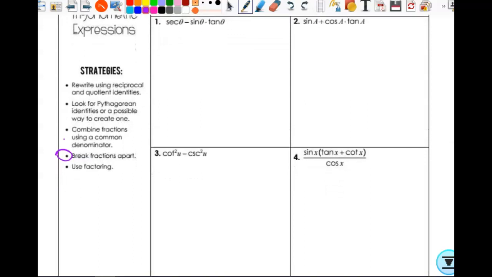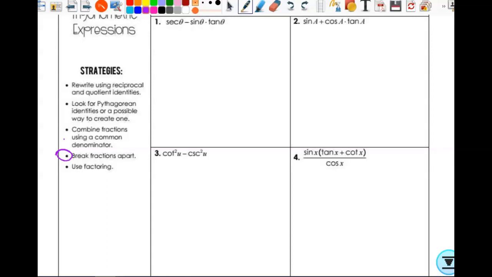So when I look at number 1, the first thing I usually look for is, is there anything squared? Because if there's anything squared, I might be using a Pythagorean identity. That doesn't mean that would necessarily be my first step. Then I look at, all right, I have 2 terms. Do I have a GCF? Because if I do, I could easily factor something out. I don't have anything squared. I don't have a GCF. I don't have any fractions. So that eliminates everything except for the reciprocal and quotient identity, all right?